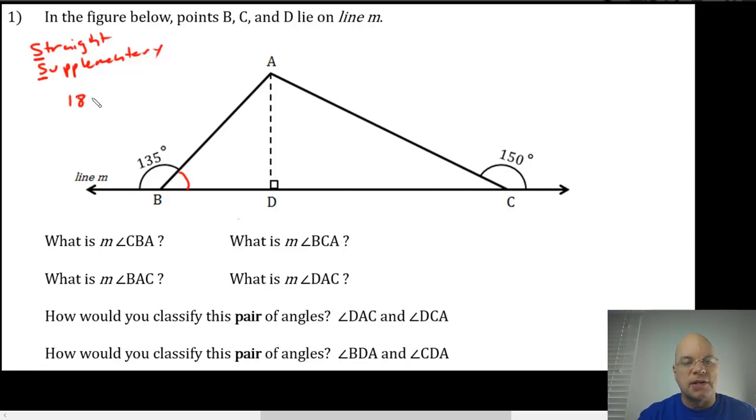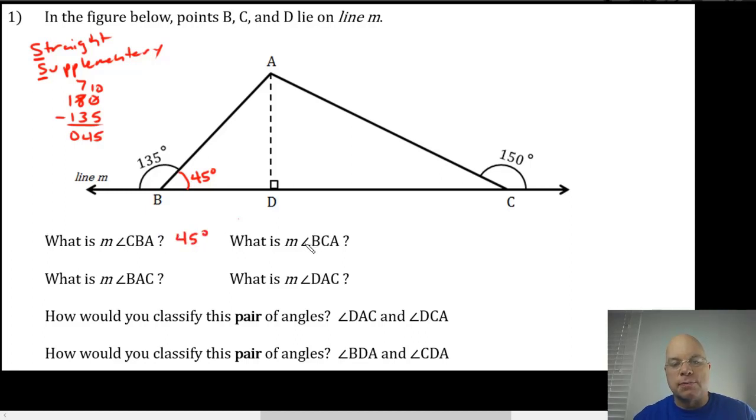So I take the 180 and I subtract the 135 to find out the measurement of CBA. And that difference is 45 degrees. And when I place that measurement on this angle, that looks like a reasonable measurement because it looks like about half of a 90-degree angle. So angle CBA is 45 degrees.